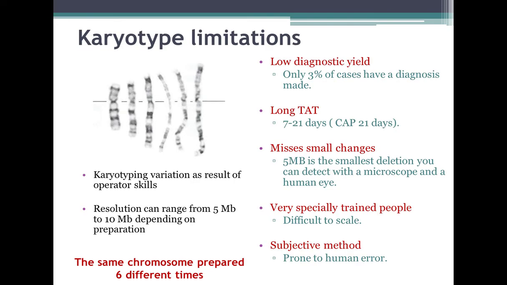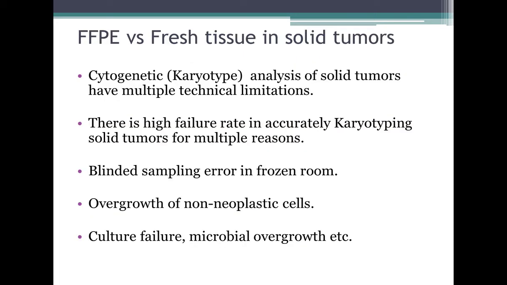the OncoScan FFPE for. So before I begin, we all need to acknowledge the great service karyotype has done for us in the past 30 plus years. But along with that, we also need to recognize the limitations karyotype has, especially with the low diagnostic yield, the longer turnaround time, especially the low resolution, and it's really difficult these days to find trained people who could help us with karyotyping, and as it is a subjective method, it's prone to human error.